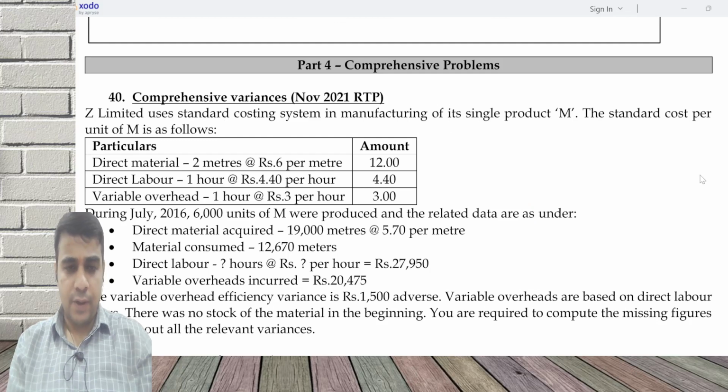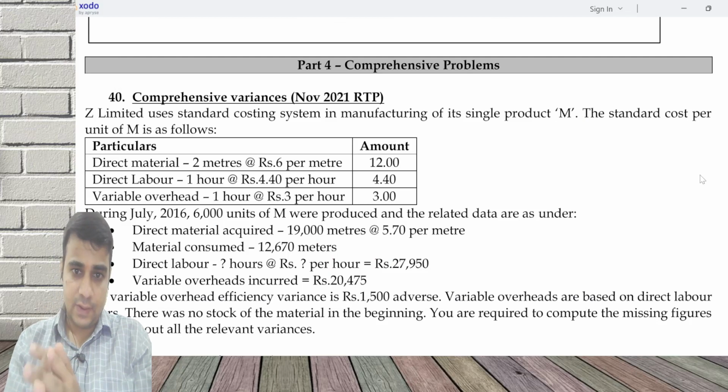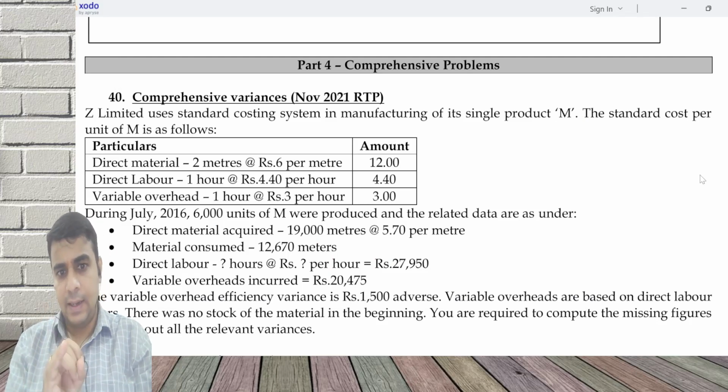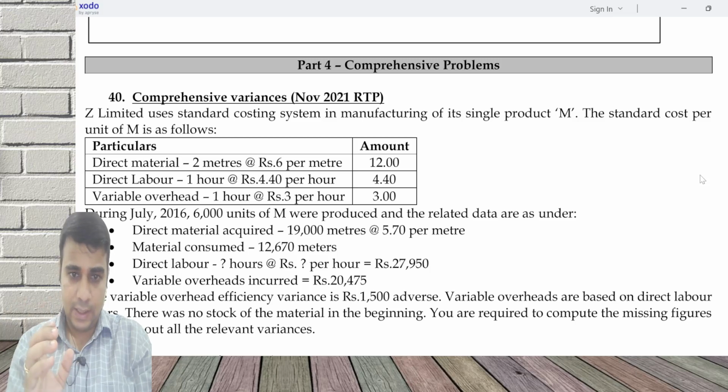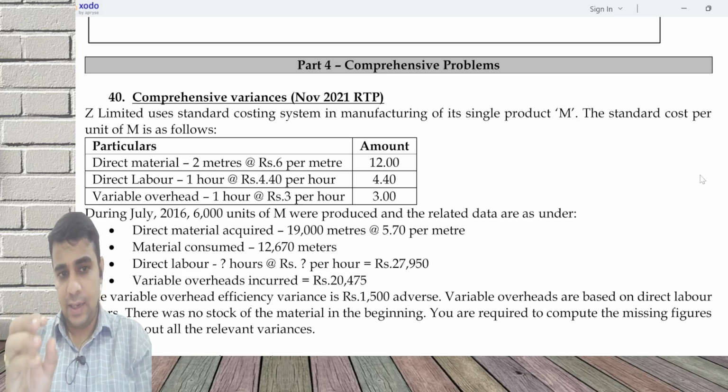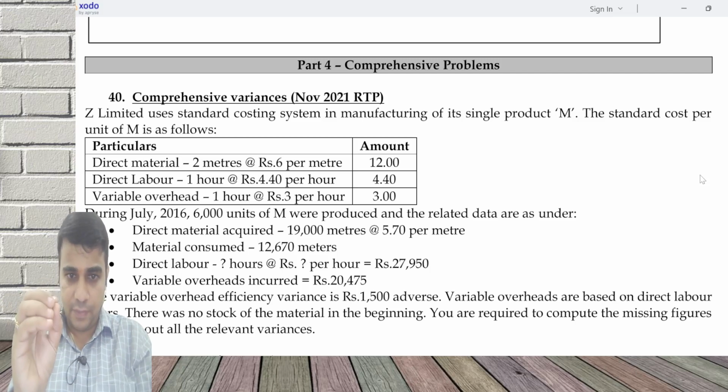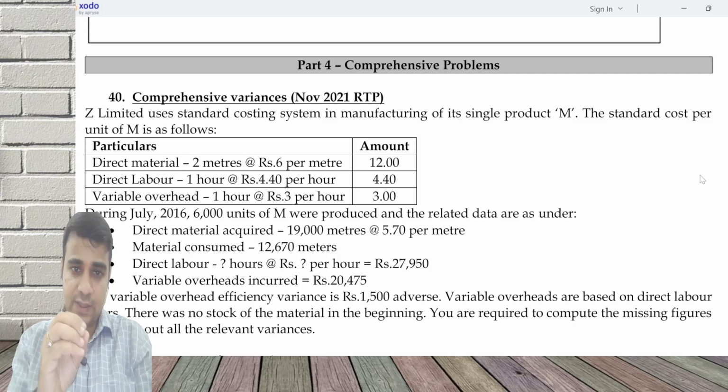I hope you have gone through all the variances. I'll just summarize that once. Material variances had two situations: single material, multiple material. Single material will have three columns: SP into SQ, SP into AQ, AP into AQ. Material cost variance, price and usage. Two material will have SP into SQ, SP into RSQ, SP into AQ, AP into AQ. Material cost split into price and usage. Usage split into mix and yield.